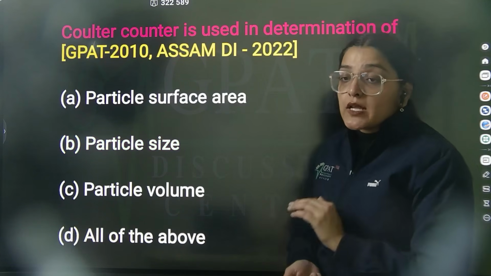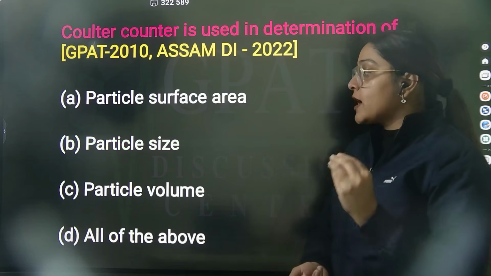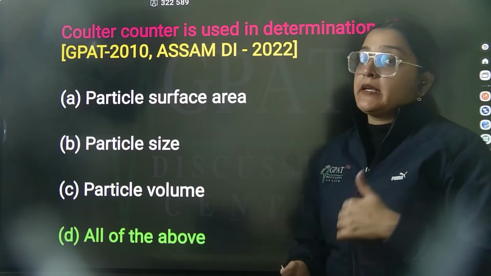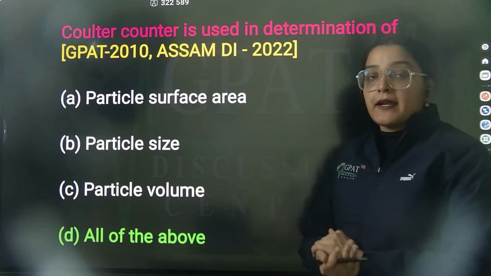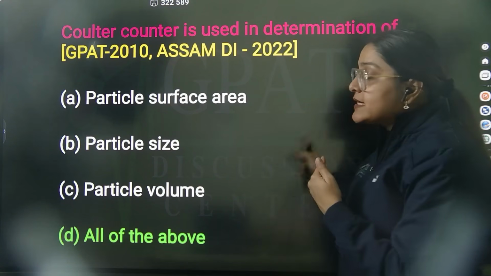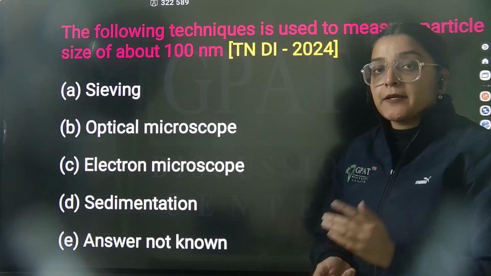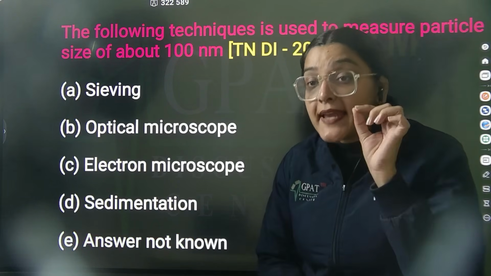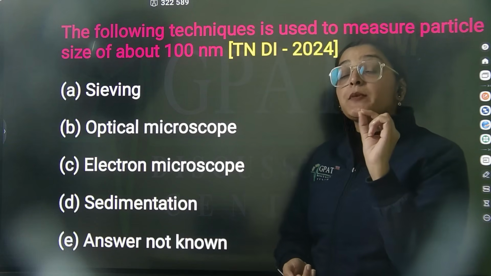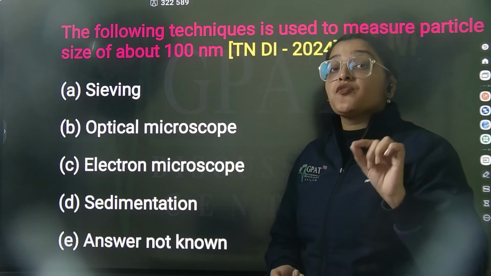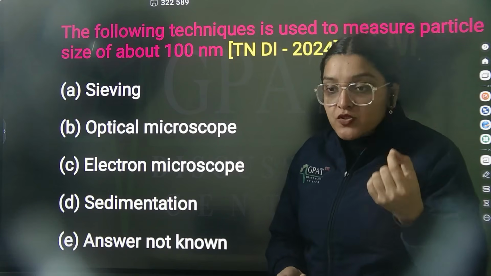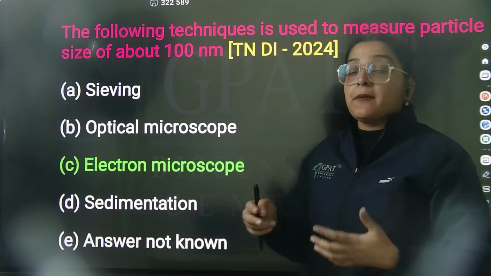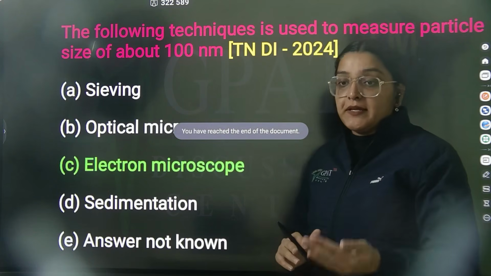Next, Coulter counter method is used for the determination of your particle volume, particle size, and that can be correlated for the particle surface area. So all these terms can be very much correct. Next, the following technique measures the particle size of about 100 nanometers. So in the nanometers, we are going down from the micrometer. So we need a specific type of instrument. So our electron microscope can be definitely used. SEM, TEM can be brought down to our nanometer ranges.